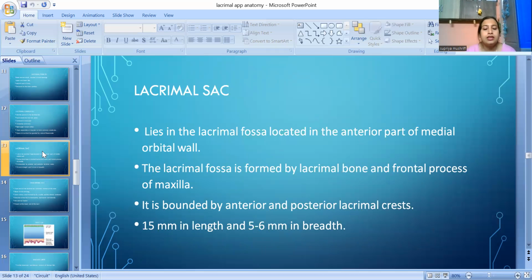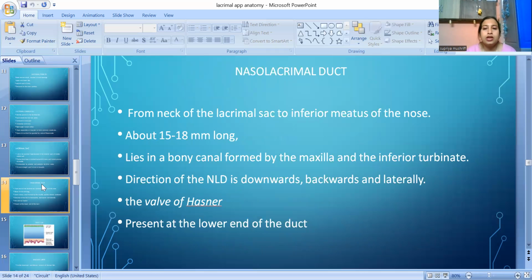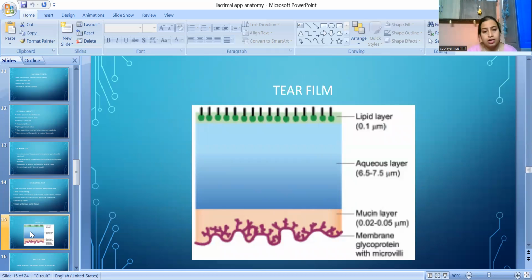Now the lacrimal sac lies in the lacrimal fossa, located in the anterior part of the medial orbital wall. The lacrimal fossa is formed by the lacrimal bone and the frontal process of the maxilla. It is bounded by the anterior and posterior lacrimal crests, 15 mm in length and 5 to 6 mm in breadth. Nasolacrimal duct runs from the neck of the lacrimal sac to the inferior meatus of the nose, about 15 to 18 mm long, lying in a bony canal formed by the maxilla and the inferior turbinate. The direction of the nasolacrimal duct is downward, backward and laterally. The valve of Hasner is present at the lower end of the duct. So this is the main anatomy of lacrimal apparatus.